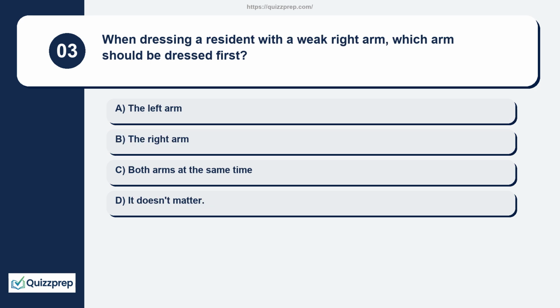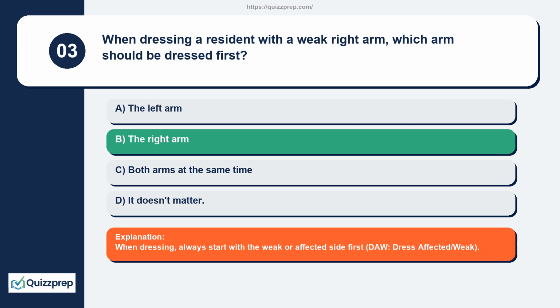Question 3. When dressing a resident with a weak right arm, which arm should be dressed first? The left arm, the right arm, both arms at the same time? It doesn't matter. When dressing, always start with the weak or affected side first. Dress affected, weak.